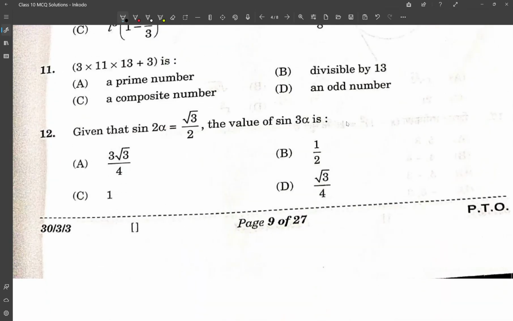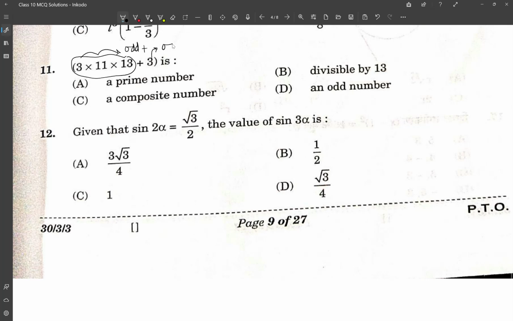The next question. This is a simple question because you have 3 into 11 into 13. You don't have to multiply it. It is going to be an odd number. How much ever odd numbers you multiply, the product of all such odd numbers is always going to be an odd number unless there is an even number in it. So the product of these three numbers together is odd.